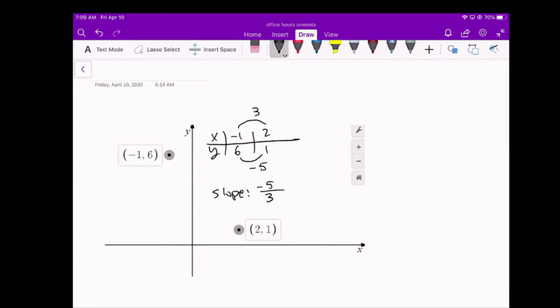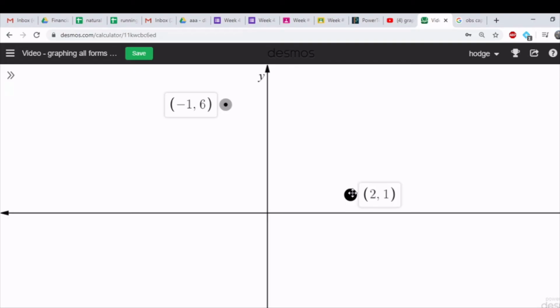And then my point slope equation is going to be y equals my slope. I'm going to use this point. It's easier to think about. x minus 2. That way, if I plugged a 2 in for x, I get 0 in the parentheses, and then I would end up with a 1 for y. And we should be good.